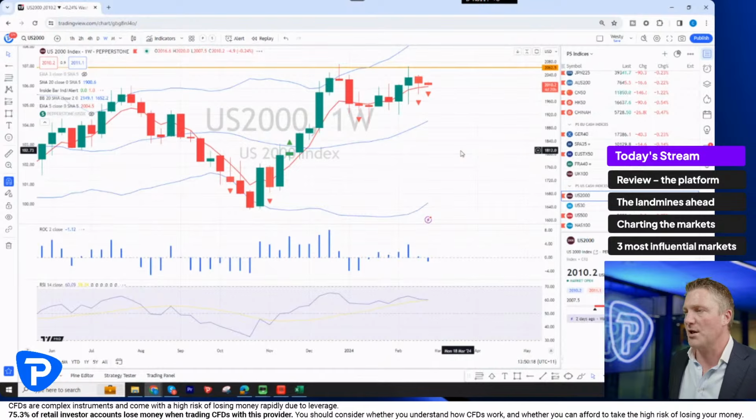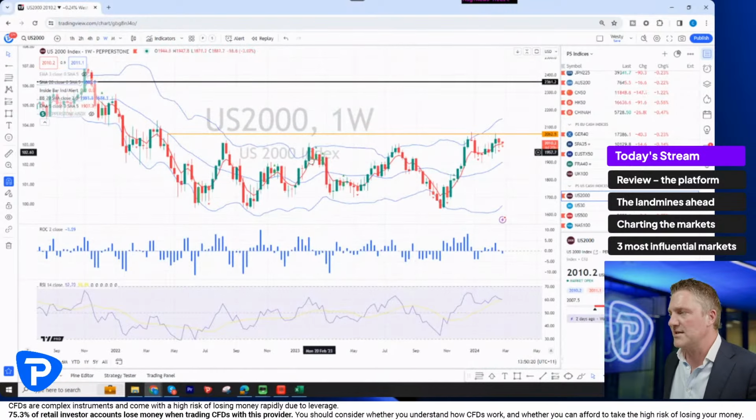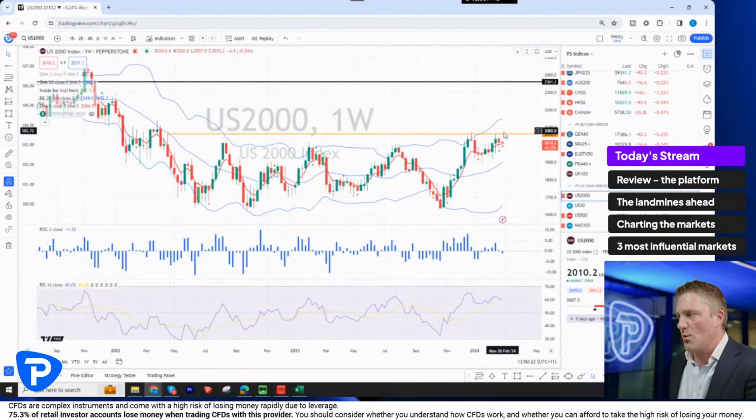If we have a look at the weekly chart of the Russell, we're getting right into the top end of that range again. This is an interesting one. No real reason to be shorting this market at the moment. We do have some divergence playing through once again.